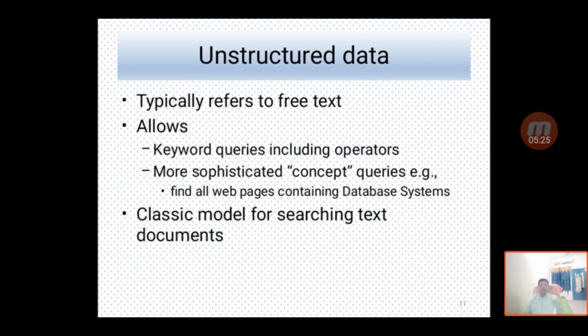Unstructured data. Typically, it refers to free text, which we see in the World Wide Web. To access such text, we can write queries, but we want to write more sophisticated queries, concept queries. For example, find all web pages containing database systems. We are not able to write precise queries. We can write concept queries. The example is what I told: find all web pages containing database systems. This is a classic model for searching text documents.